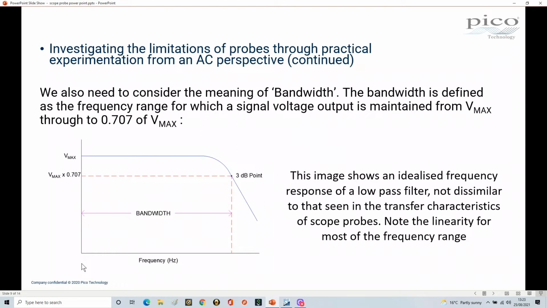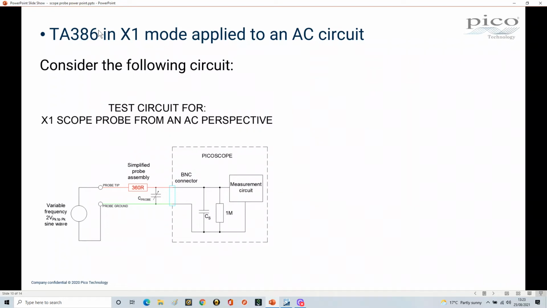So here's DC down here, 0 hertz, and up here, for our ×1 probe, we'd expect that to be around about 10 megahertz. And on the ×10 setting, we'd expect this to be around about 200 megahertz. But let's see what happens when we do this for real. So here we have the TA386 in ×1 mode, and what I've done here is I've shown you the capacitance. This is a very simplified schematic of what's going on, but we adjusted the capacitance of our probe by tuning it right at the start of this presentation.